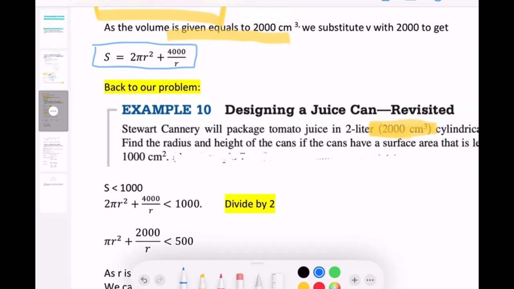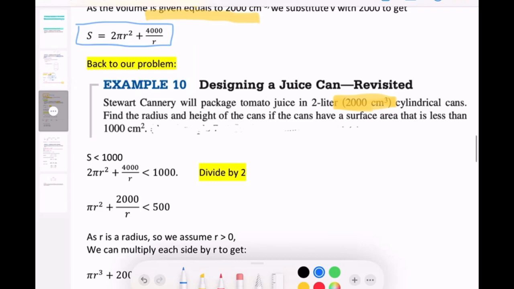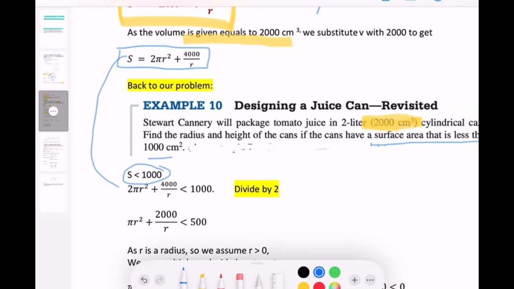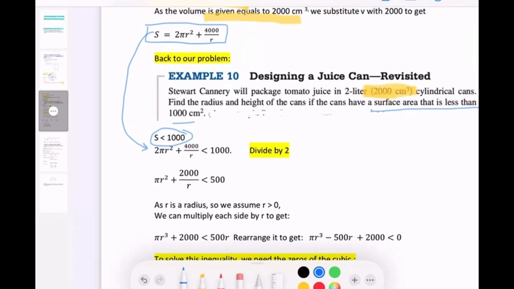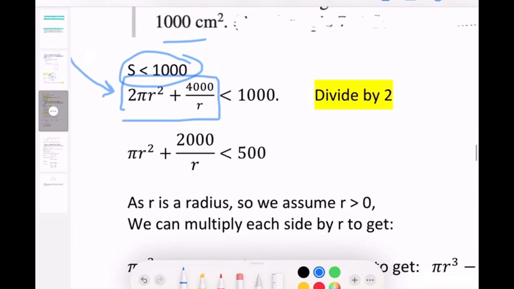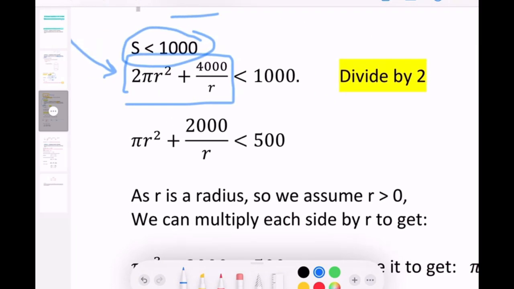In our problem, they require the surface area to be less than 1,000. That's why we put surface area less than 1,000 using this formula. We get 2 pi r squared plus 4,000 over r less than 1,000. Now we focus here and do some calculation: divide by 2, because I have multiples of 2. I can divide this by 2, and this by 2, and this by 2. So I get this simplified form.